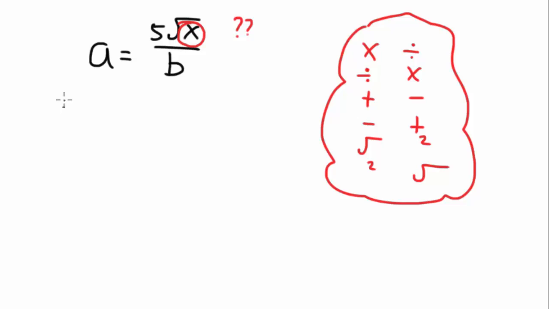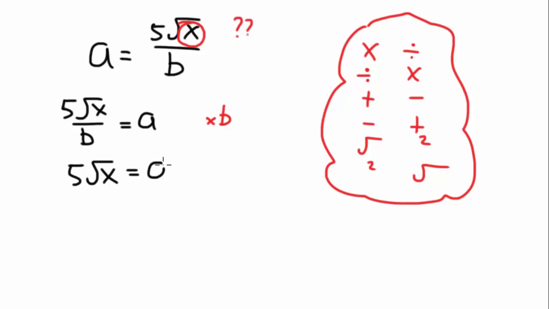So we're going to say 5 square root of x over b equals a. That's the first thing, it reads a wee bit easier. We're then going to times both sides by b. So we've got 5 square root of x equals ab. x has been timesed by 5, so we're then going to divide by 5. Again, you're just doing opposite operations. So we end up with the square root of x equals ab divided by 5.